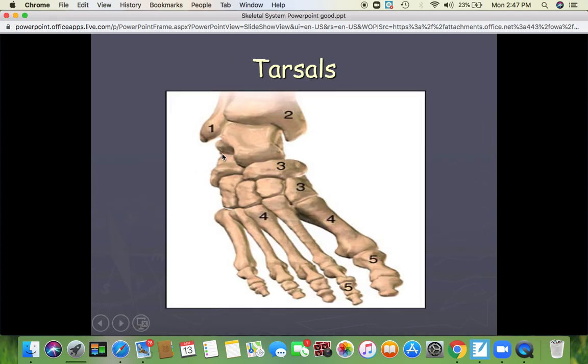Your tarsals are your ankle bones. It's just like your carpals. You have a bunch of small, pebble-like bones that glide over each other. Most of us can wiggle our ankles a certain way where it'll kind of click. I know when I walk, my right ankle clicks sometimes. I have tarsals that kind of glide over each other there. So that happens.